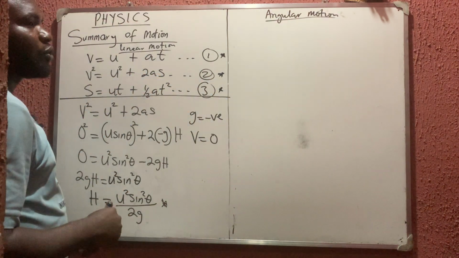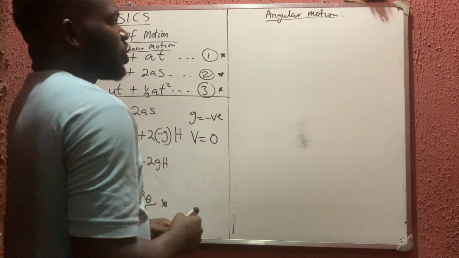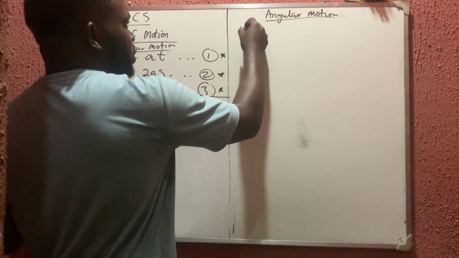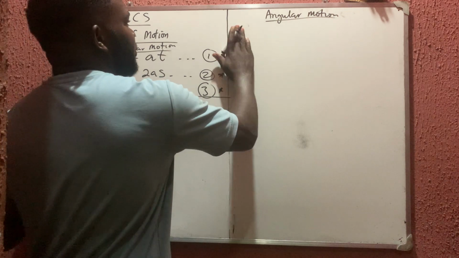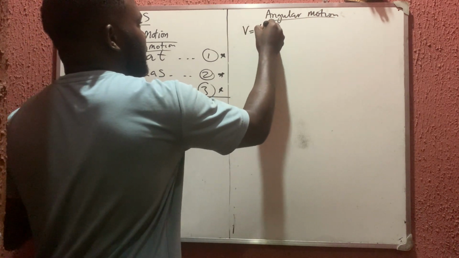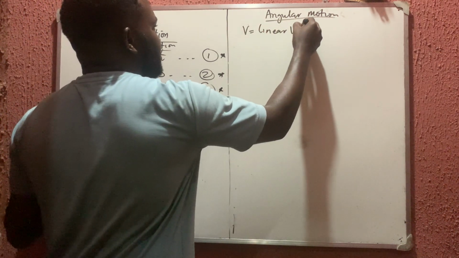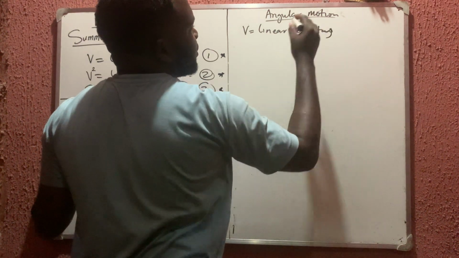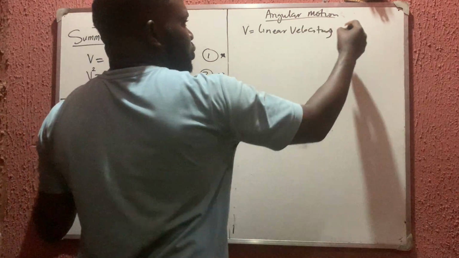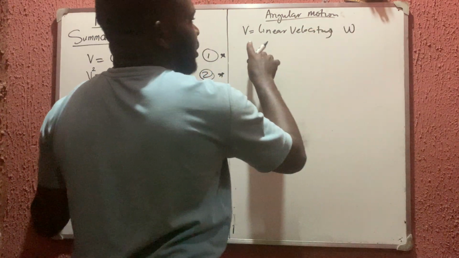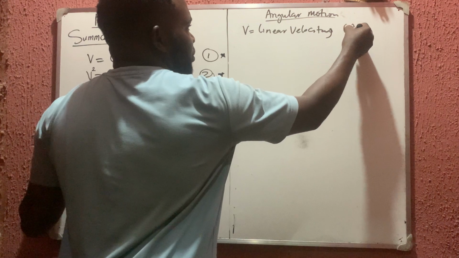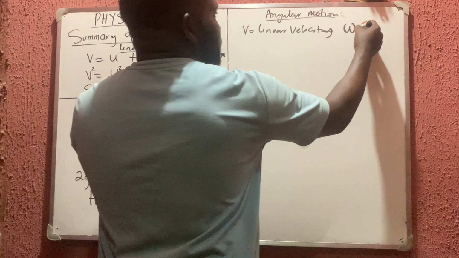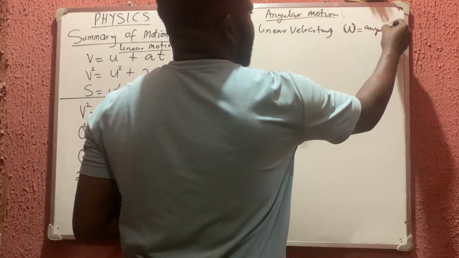Now, in angular motion, most of the things they ask is converting a linear something to the angular one. You know that v is called the linear velocity, while omega is the one representing v. Omega is now your angular velocity.